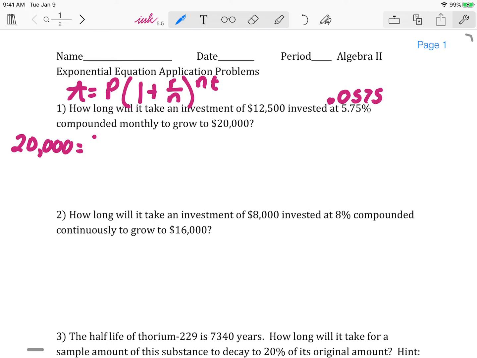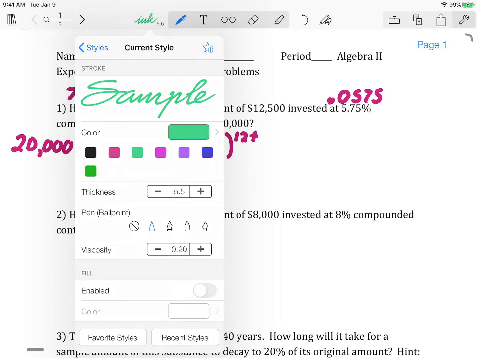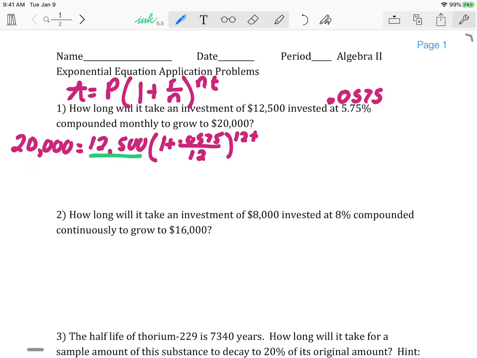P is the principal or the initial, so there's my 12,500. 1 plus my rate, well, your rate was 5.75%, goes in as a decimal, 0.0575. Compounded monthly, so n is 12, to the 12t. And what I'm looking for is how long it's going to take, so t is what I'm looking for. Okay, so what I'm going to do is put some things into my calculator. I'm going to divide by 12,500, and when I divide by 12,500, I get 1.6.